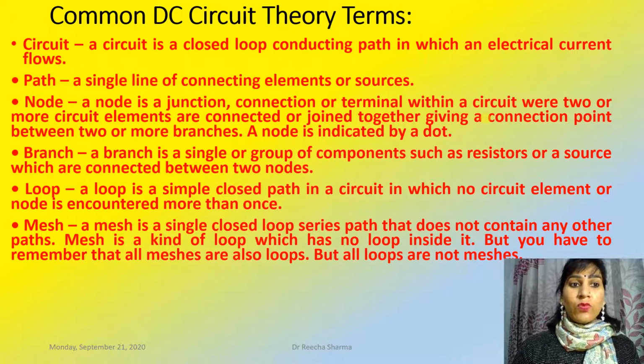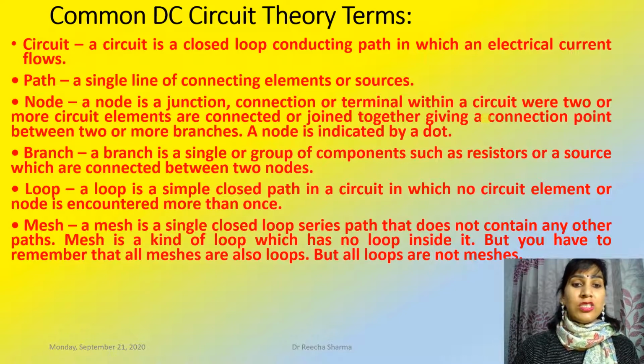The first one is, what do you mean by a circuit? A circuit is a closed loop conducting path in which an electrical current flows. Path. A path is a single line of connecting elements or sources. Node. A node is a junction, connection or terminal within a circuit where two or more circuit elements are connected or joined together, giving a connection point between two or more branches. A node is indicated by a dot.